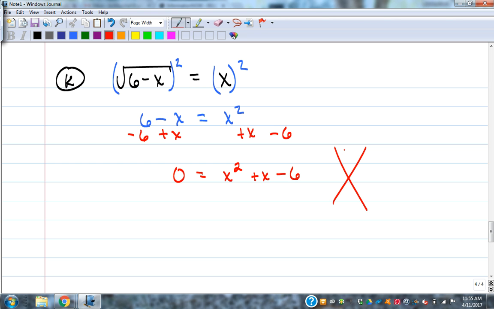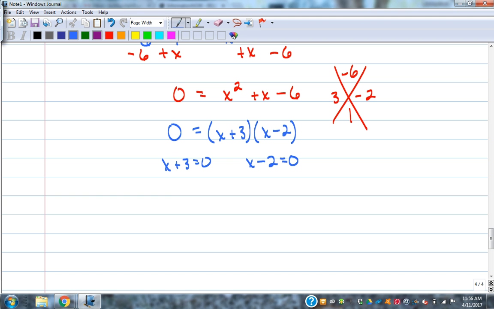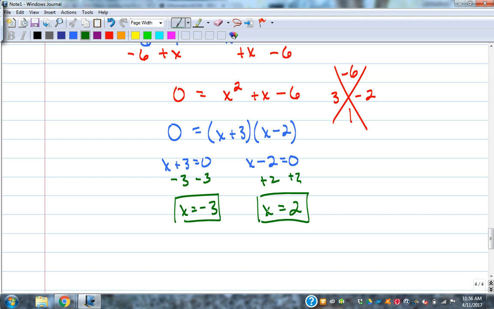So 1 times -6 is -6. We need that to add to be +1. So that'd be 3 and -2. My factors would be x plus 3 and x minus 2. So that means x plus 3 equals 0 and x minus 2 equals 0. And I solve each one of those. So x equals +2 and x equals -3.